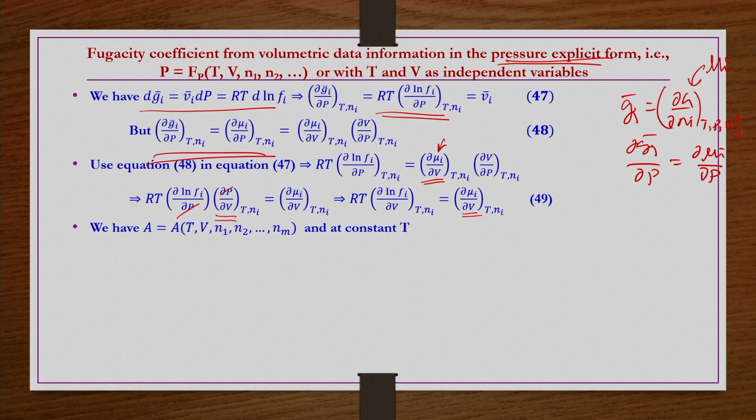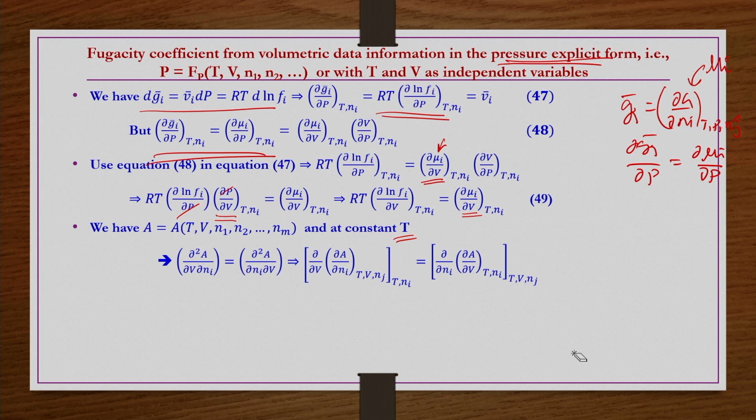We have A as a function of temperature, volume and composition, but at constant temperature, what can we write here? At constant temperature, ∂²A/∂V∂Ni is equal to ∂²A/∂Ni∂V. I can write this one as ∂/∂V of (∂A/∂Ni) at constant T, V, Nj is equal to ∂/∂Ni of (∂A/∂V). So, now if I find what ∂A/∂Ni and ∂A/∂V are, I can substitute here and then see how I can simplify or relate it to the chemical potential.